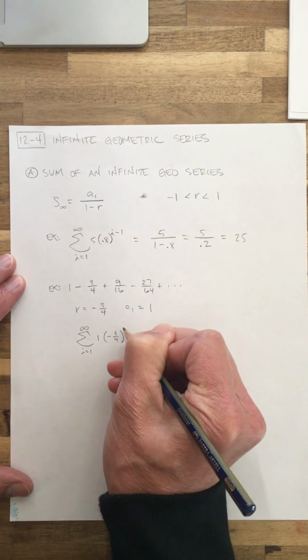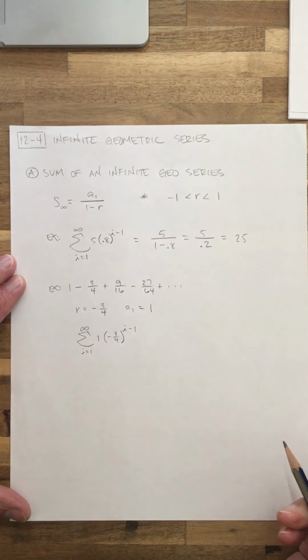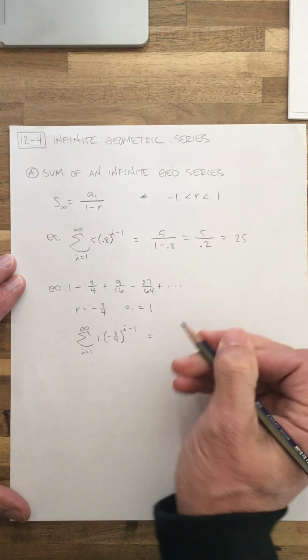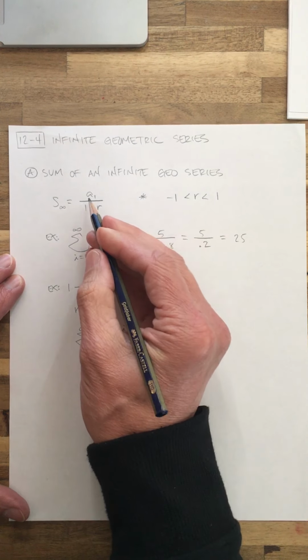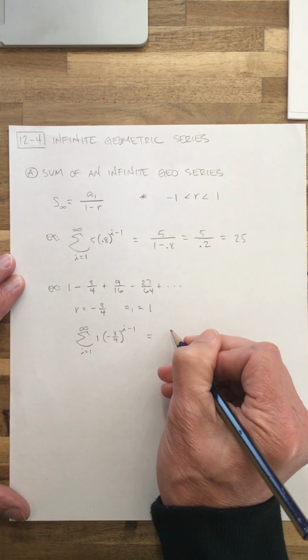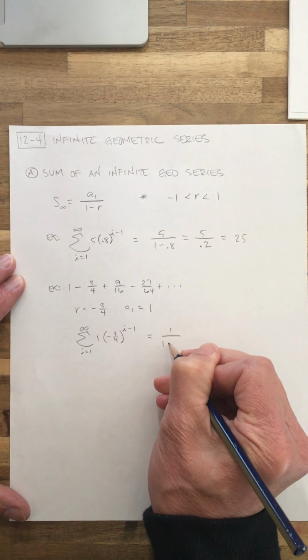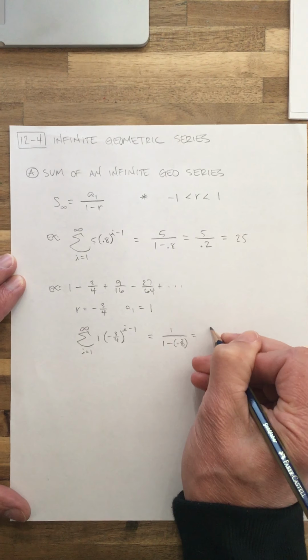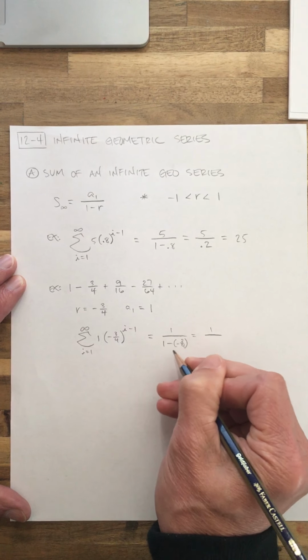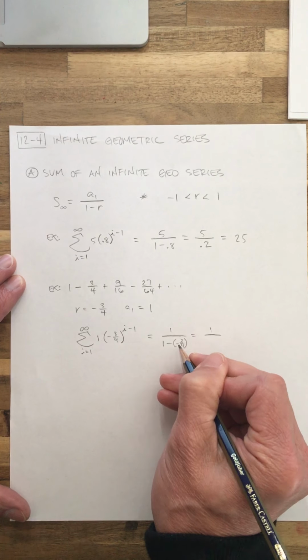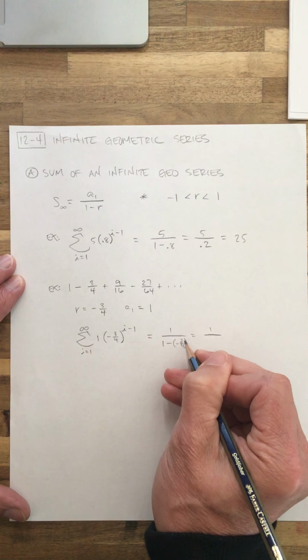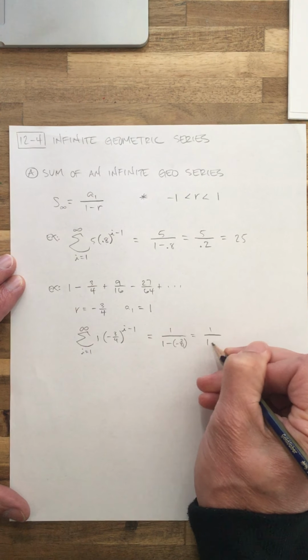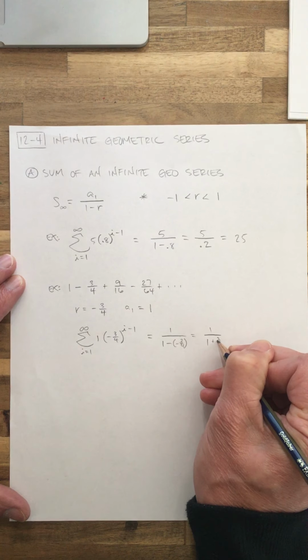You don't have to write this. This and this are the same thing. And that will equal, just follow this rule, the first term, which is 1, over 1 minus your R, which is negative 3/4. And this equals 1 over 1 minus negative 3/4, which is the same as 1 plus 3/4.